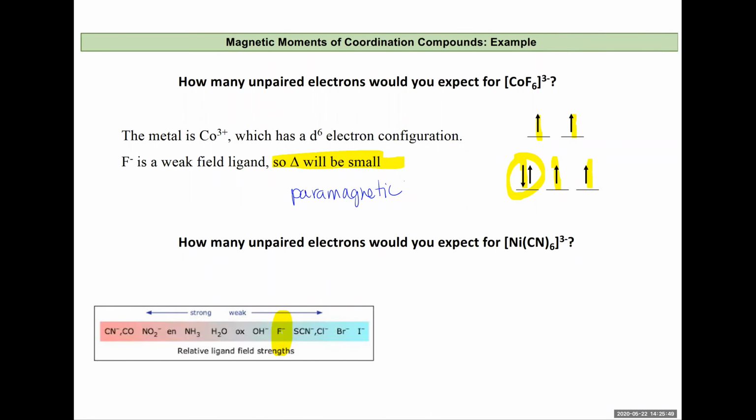All right, so now what about nickel cyanide? I'm going to take a quick pause for just a second. Pause the video. Try it out on your own first. All right, hopefully that worked.